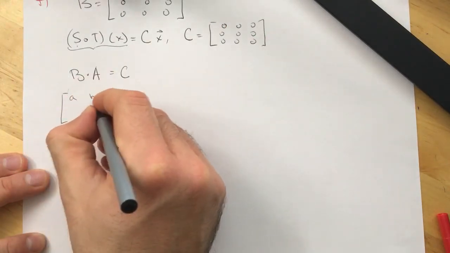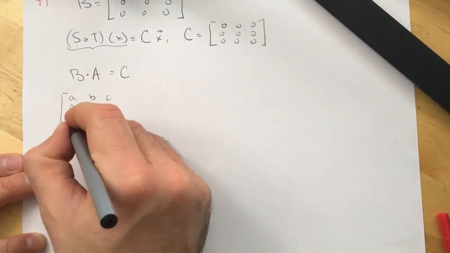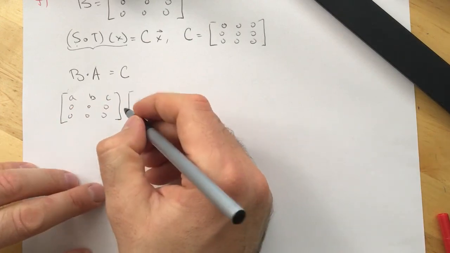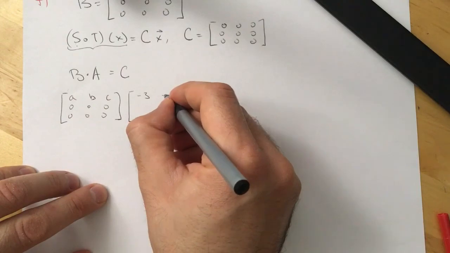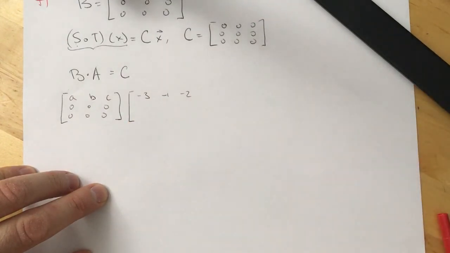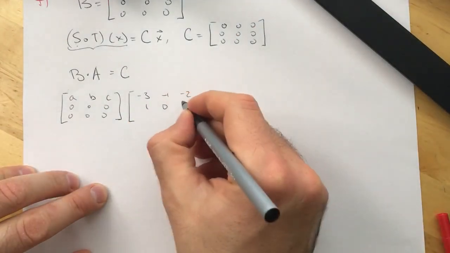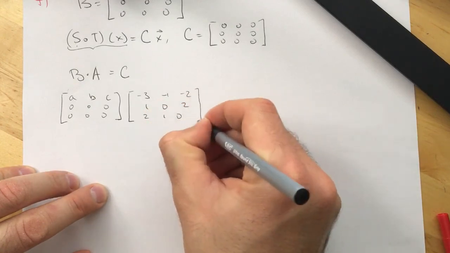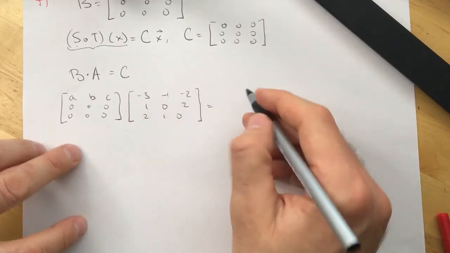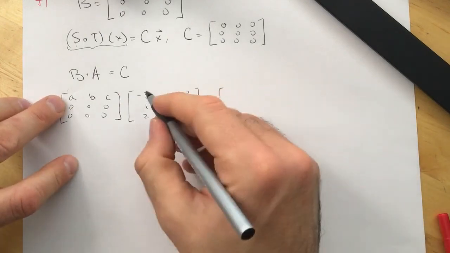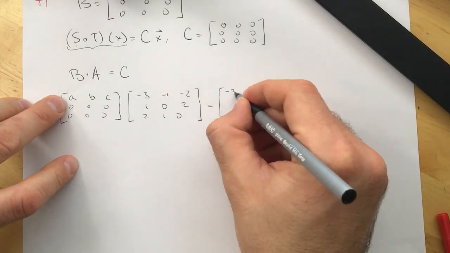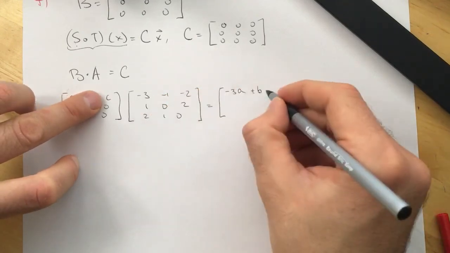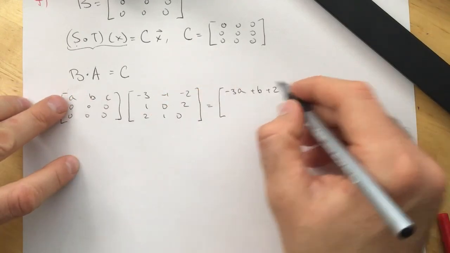B is [a, b, c; 0, 0, 0; 0, 0, 0], and A is [-3, -1, -2; 1, 0, 2; 2, 1, 0]. Let's perform this multiplication, okay? First row, first column: -3 times a plus b plus 2c, okay?